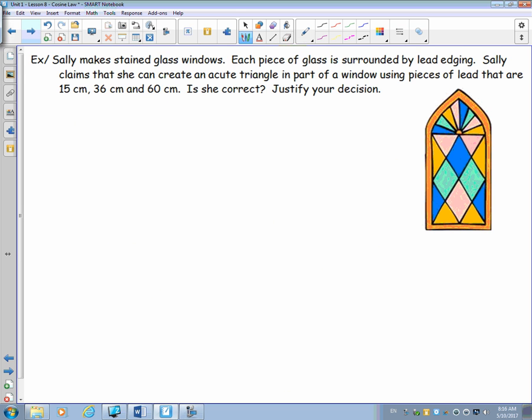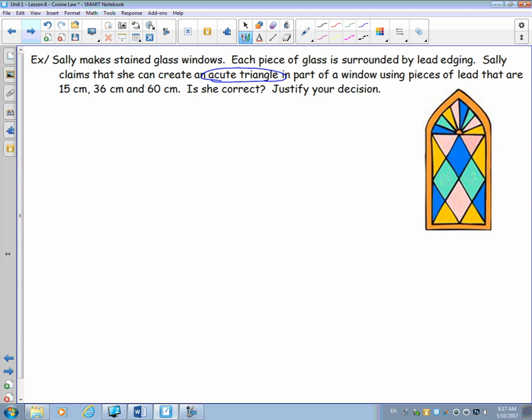Okay, last one. We got Sally. She's making stained glass windows. Each piece of glass is surrounded by lead edging. Sally claims that she can create an acute triangle in part of a window using pieces of lead that are 15, 36, and 60. Is she correct? Justify your decision.